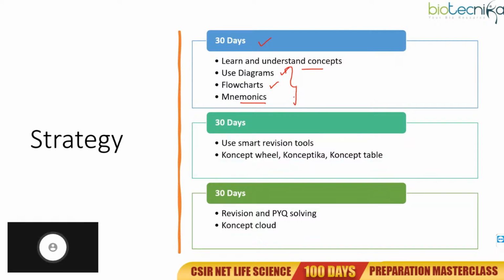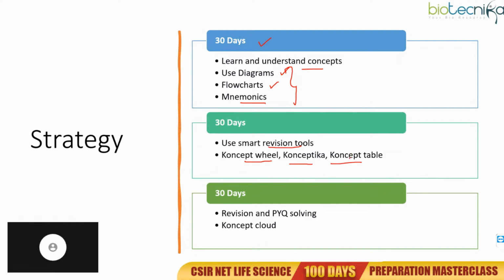So in the very beginning of your preparation, use these diagrams, flow charts and mnemonics. Now once you have studied those topics, the next important thing is you need to revise, right? Just studying will not help. What is important is that you have to revise. So use the smart revision tools that I spoke about, because you have already studied through the diagrams and flow charts. Now you need to revise, so use the concept wheels, use Biotechnica, use concept tables. This will help you to understand the concept better and to retain it for a longer duration, and it will help to remember each and every topic when you follow this strategy.